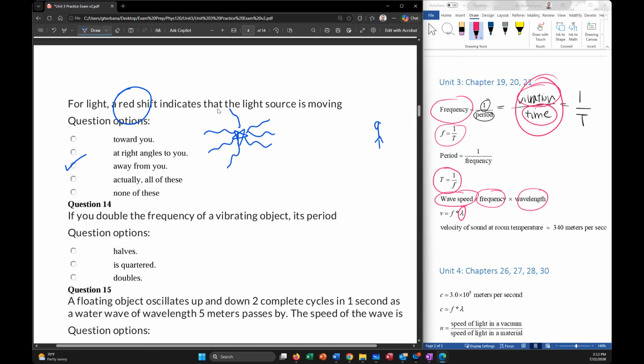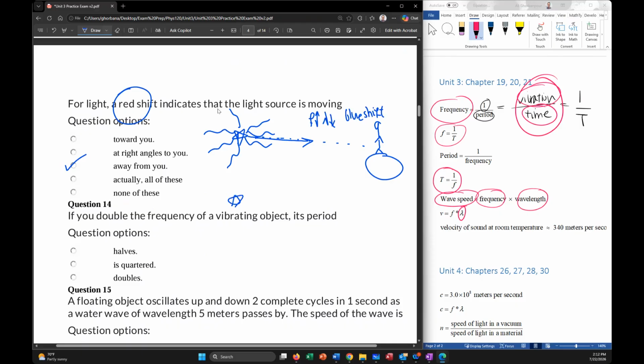If you are standing on the planet, and the star is moving toward you, moving this way toward the person, the frequency increases, but the wavelength decreases. We call this blue shift.